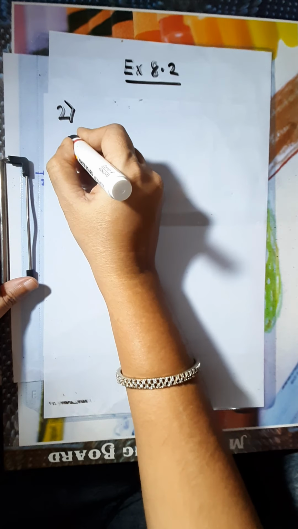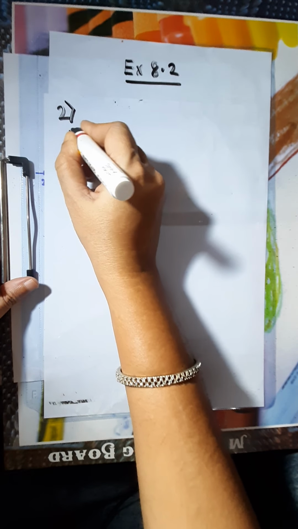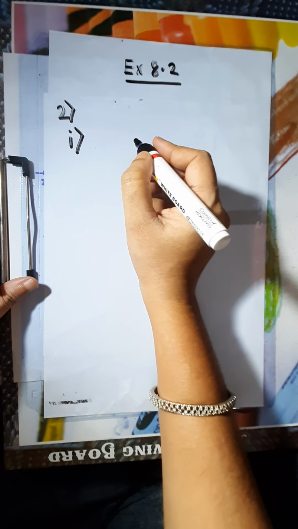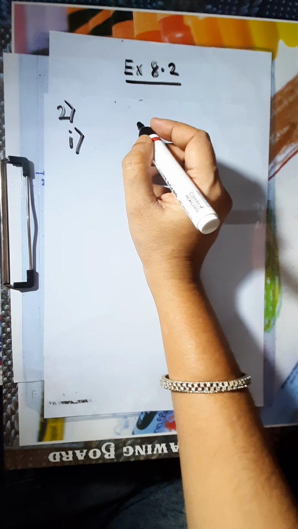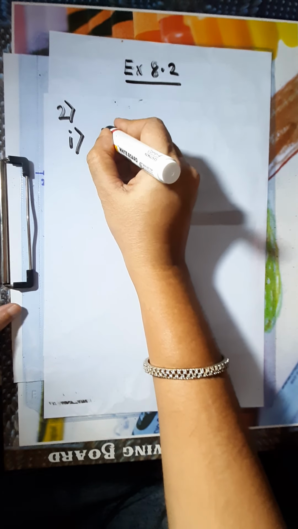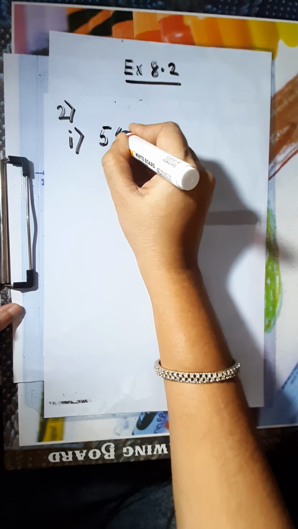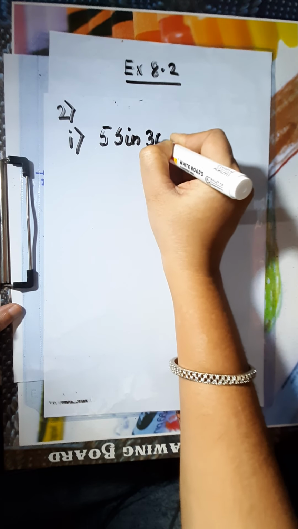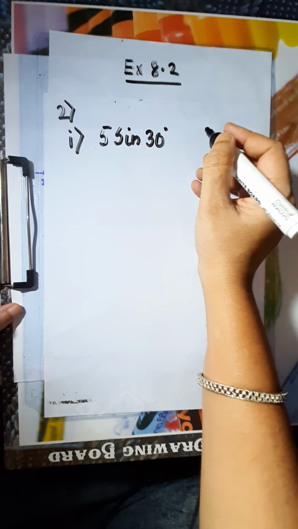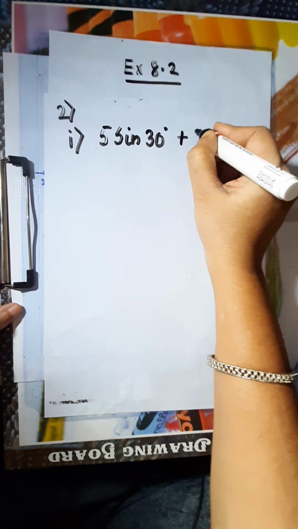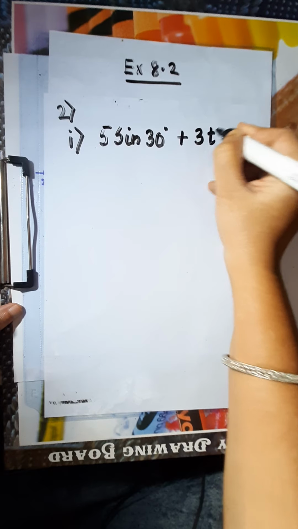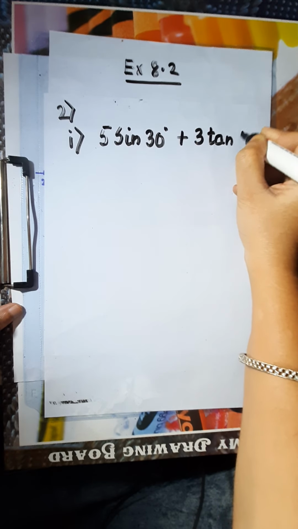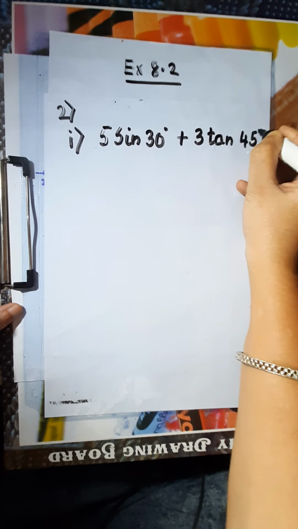In the second question, see my first part. Find the value of 5 sine 30 plus 3 tan 45. 5 sine 30 plus 3 tan 45.